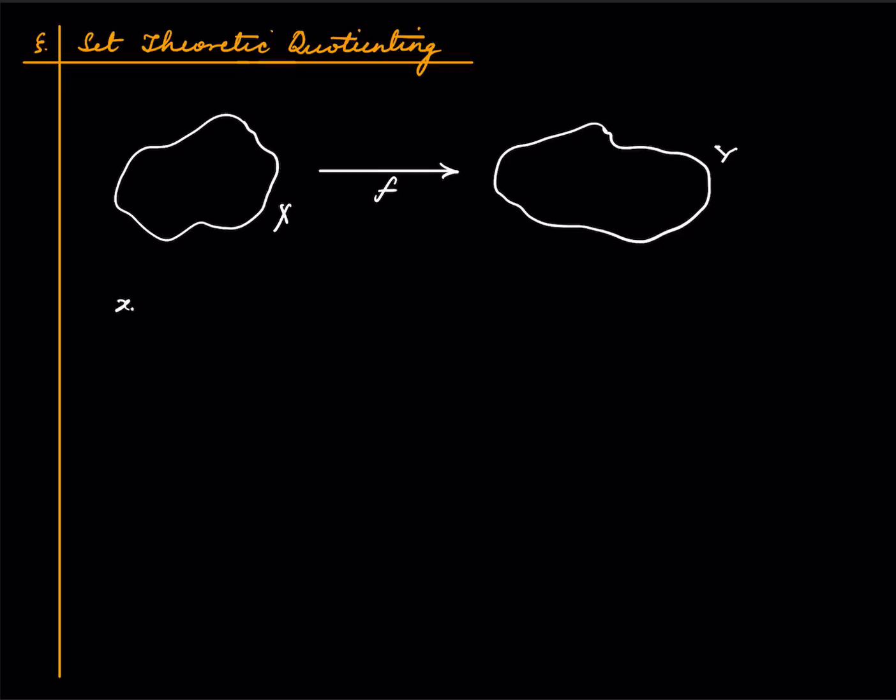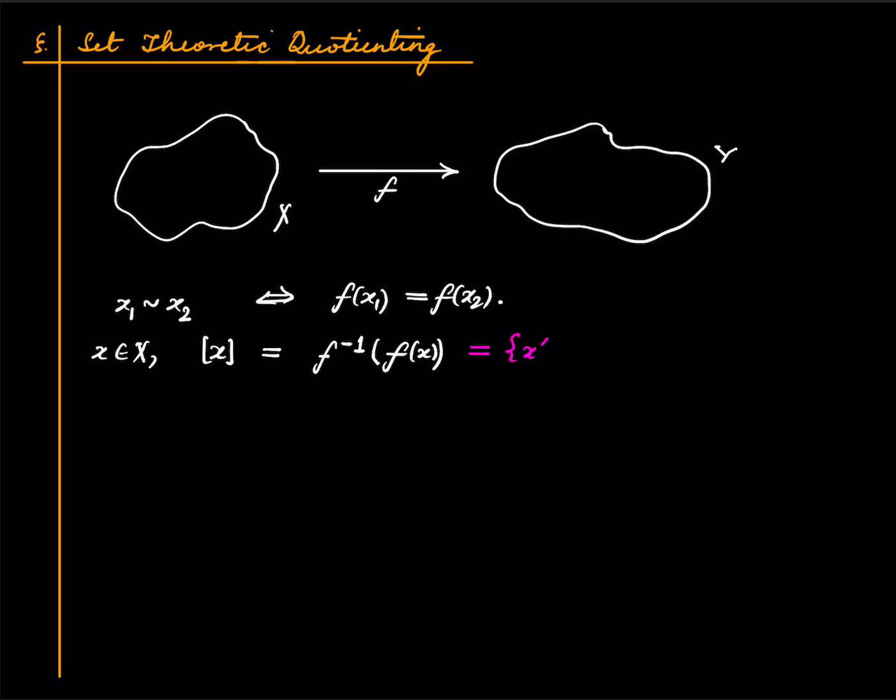So we define x1 tilde x2 if f of x1 equals f of x2. So tilde is a relation on X, which is defined in this fashion. All right, check that this is an equivalence relation. That's very easy. And the equivalence classes: if x is in X, then the equivalence class of x is nothing but this set. This is just set theoretic notation. This is all those x prime in the set X such that f of x prime equals f of x.